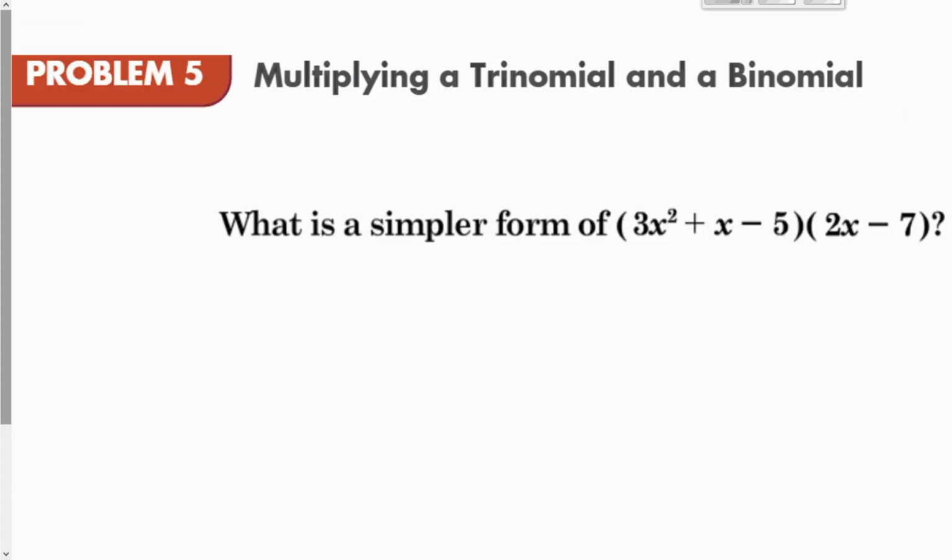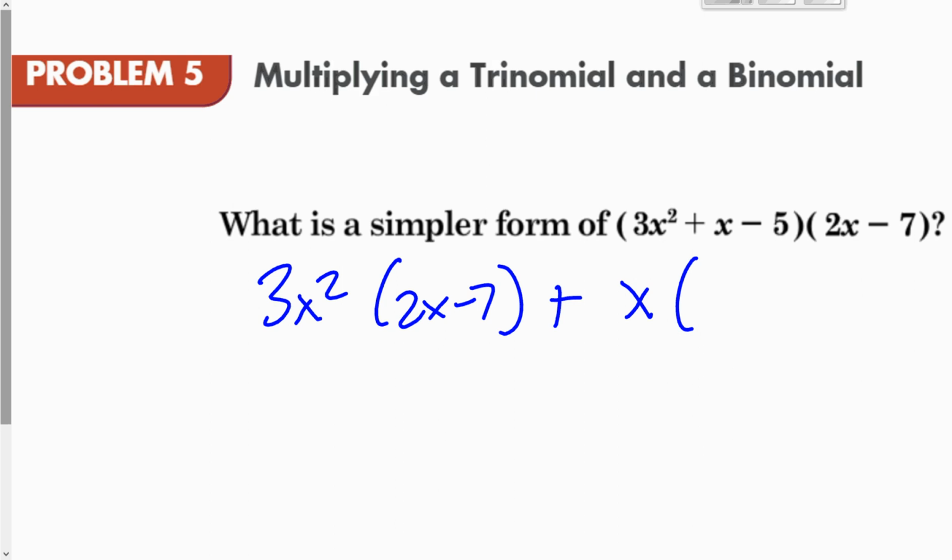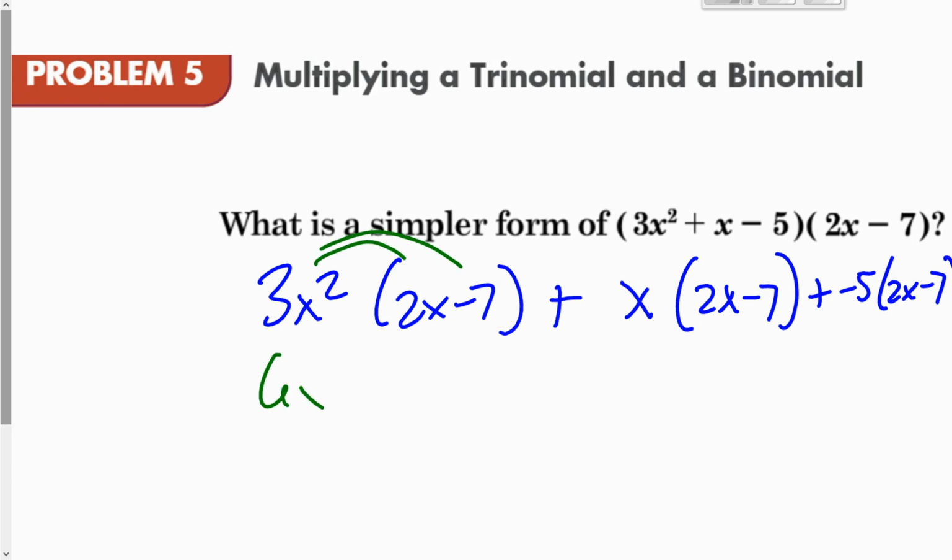Go ahead and do this next one on your own. Try this one out. Pause the video and I'll go ahead and do it. I'll do it the distributive way. So I have to take each one of these and distribute it to each of the second term. So that's a 6x to the third minus 21x squared. Now I have to distribute this one.